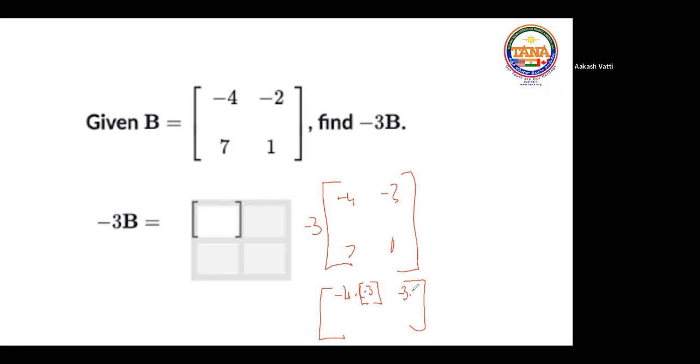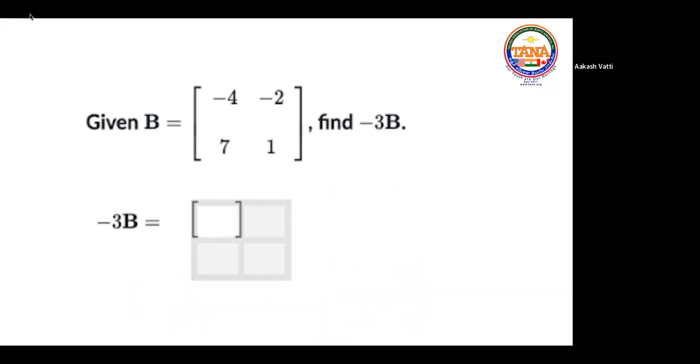So you do -3 times -2, 7 times -3, -3 times 1. And that would give you 12, 6, -21, -3, which most of you have gotten. Any questions? No? All right.